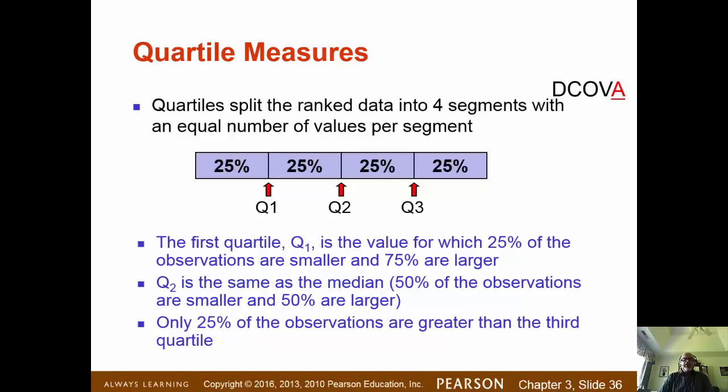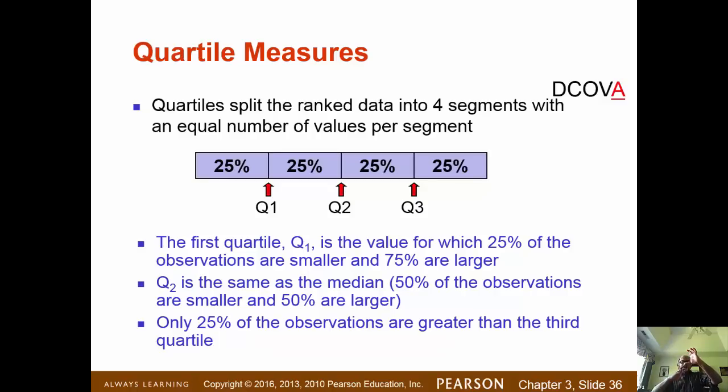Now we're going to look at some more numerical summarization measures that can be used to understand the data even better. One such measure is quartiles. What quartiles do is take the ordered data, smallest to largest, and break it into 4 quarters.